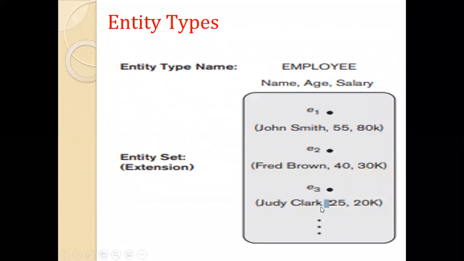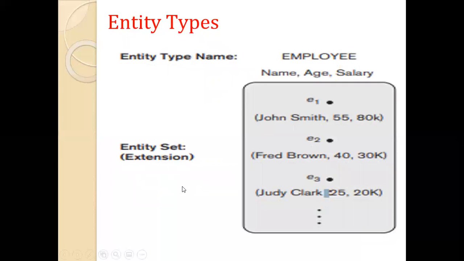Now, entity type. An entity type is an entity which has similar attributes. Entity set means the similar entities of those entity types are referred to as an entity set.